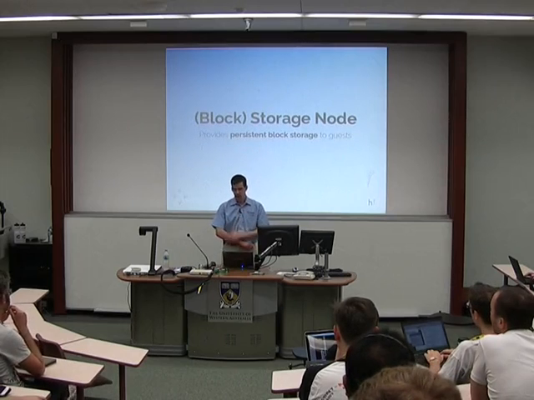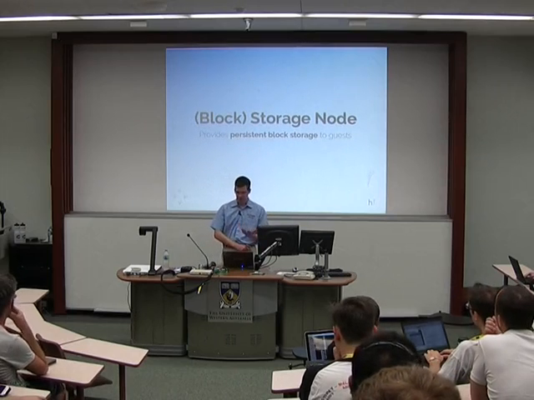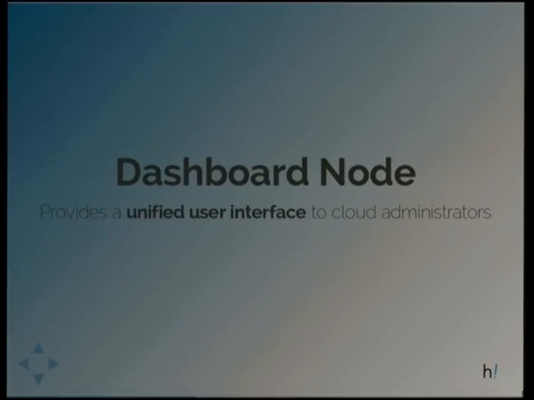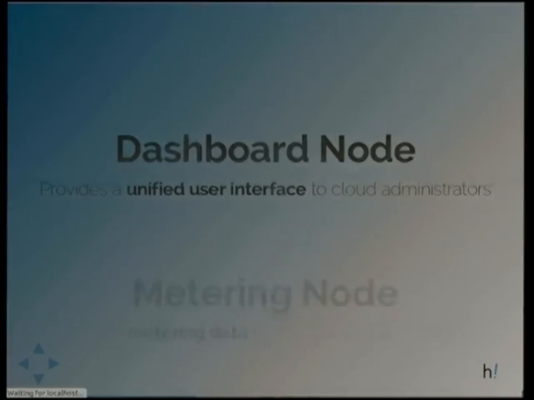And then we have a few others, such as, for example, we might have a block storage node that provides or manages the provision of persistent block storage to your guests. We might have a separate dashboard node, which provides a unified user interface to your cloud administrators via the OpenStack dashboard, aka Horizon. It is not uncommon for this node to be composed with the API node role on the same box, because you basically expose all of that on the public network.